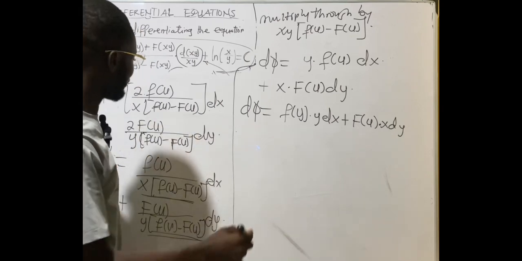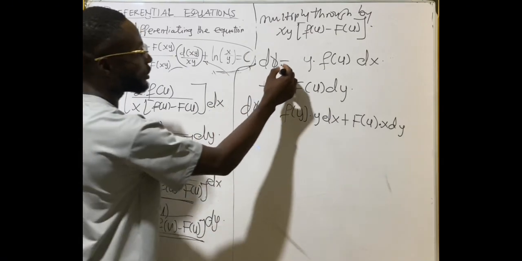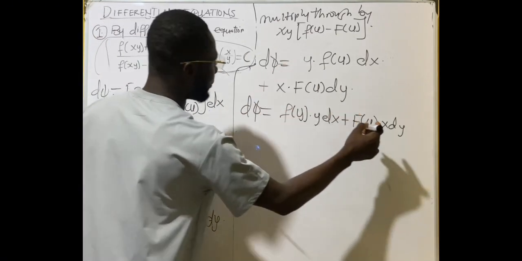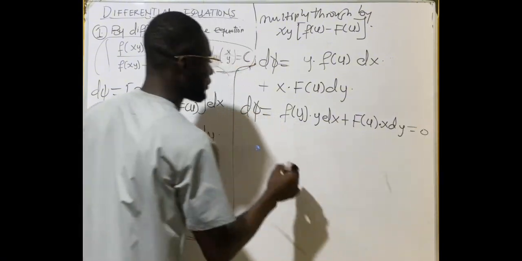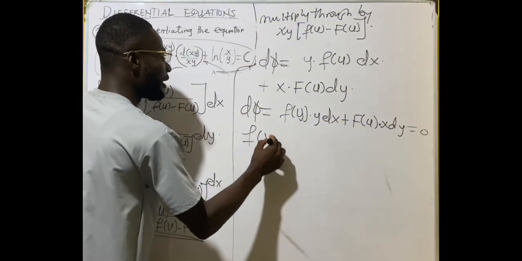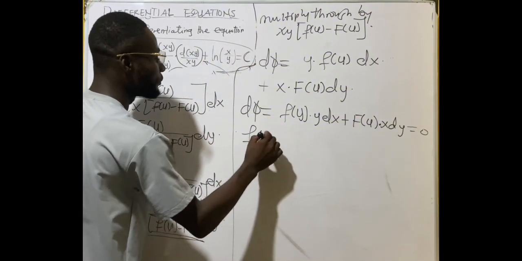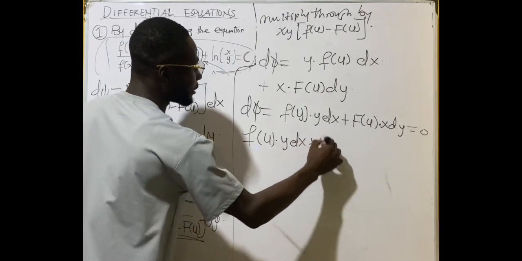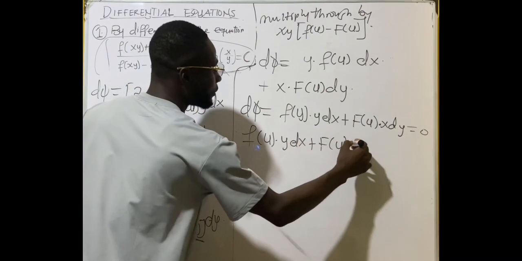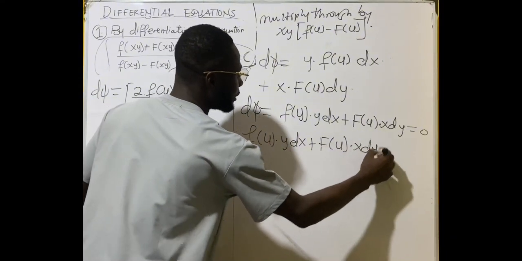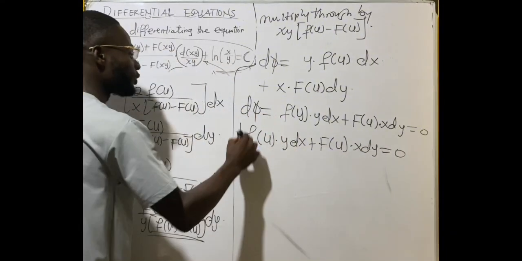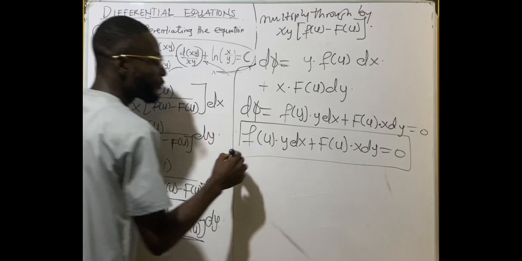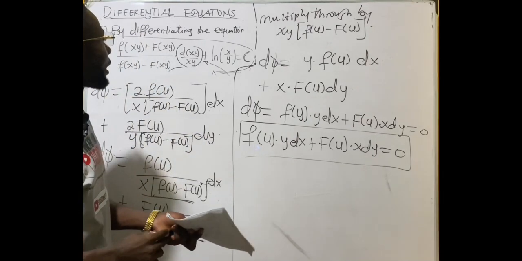Right. So don't forget that our total differential amounts to what? 0. So this is equal to 0. So we have small f of u times y dx plus big F of u times x dy is equal to 0. So you see, we've worked our way out.